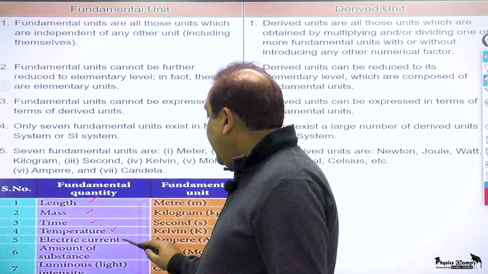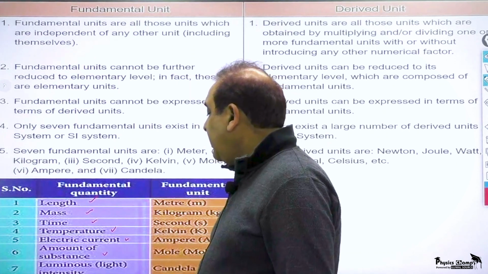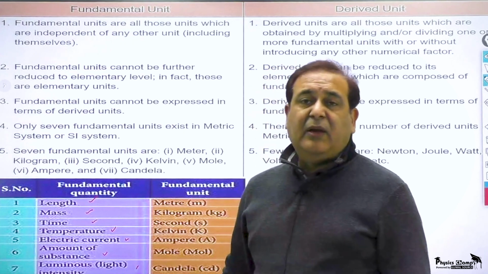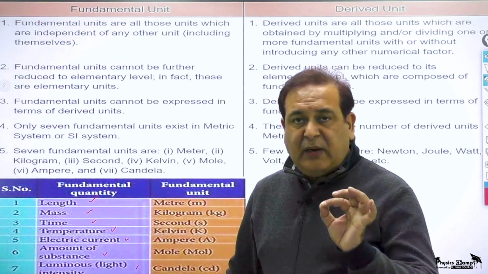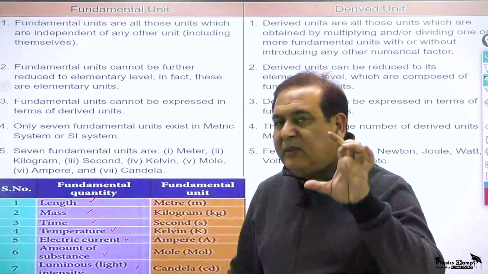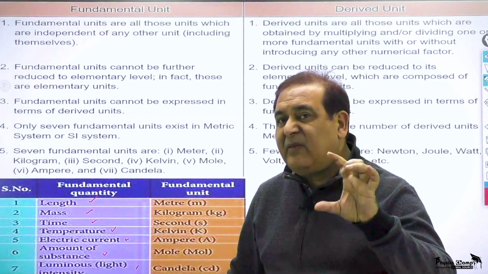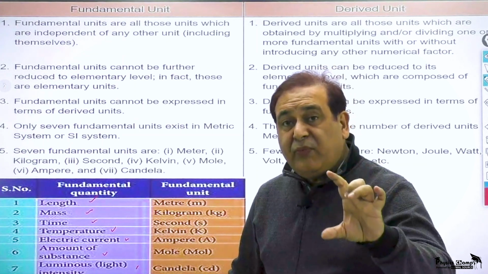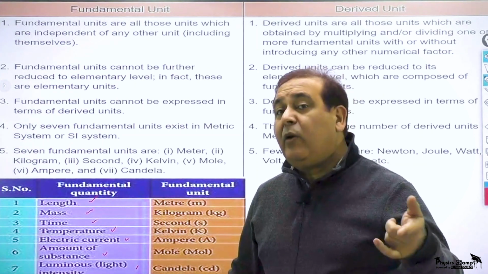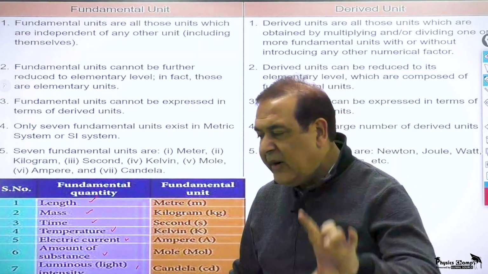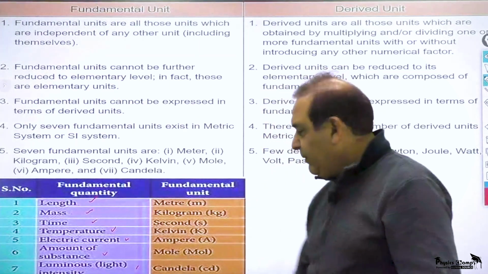Temperature, electric current, amount of substance, and luminous intensity, which is used for the intensity of light, the brightness of the light. They are all considered in SI system as 7 fundamental physical quantities, and they cannot be further defined. They cannot be defined in terms of each other. They are the most fundamental physical quantities.